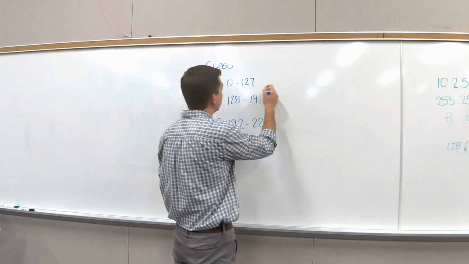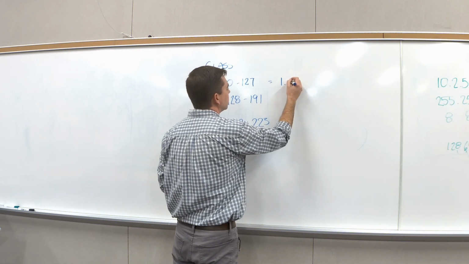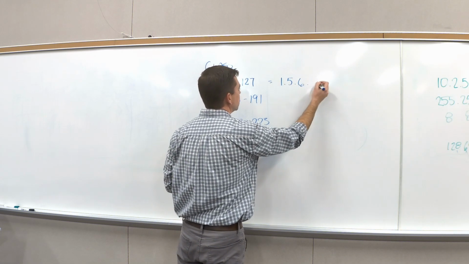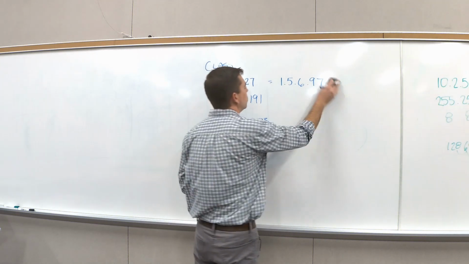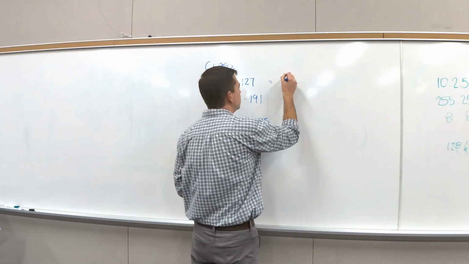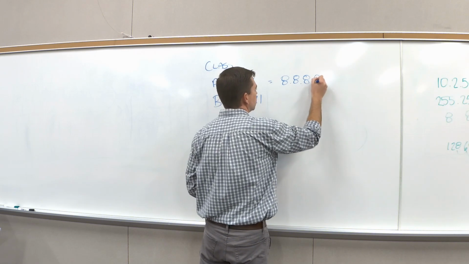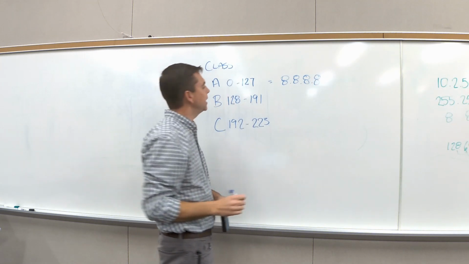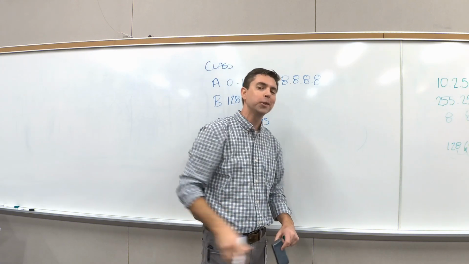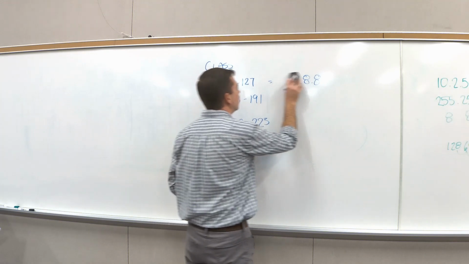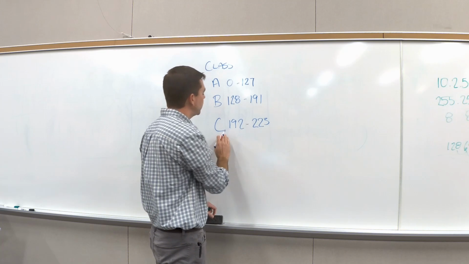All right, so a class A address could look something like this. Let's say 1.5.6.97. Or if you want to know a cool IP address, go to 8.8.8.8. That is a class A public-facing IP address, and that'll take you to the Google site. All right. So this is the class A range, class B range, class C range.